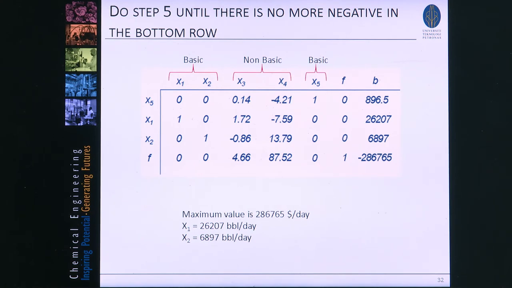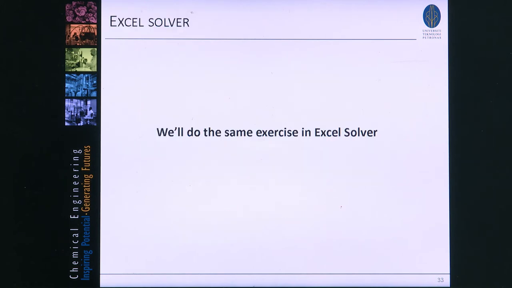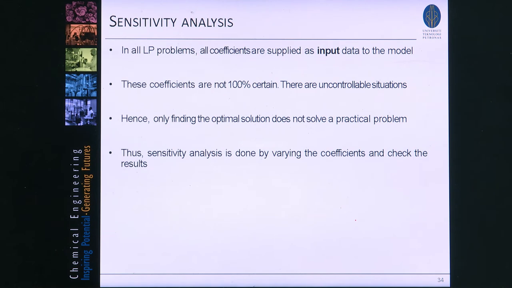Yeah, you get this. So the maximum value is 286,765. x1 is this, x2 is that one. So we'll do the same in Excel solver. I think we can skip this one. You can do it on your own.